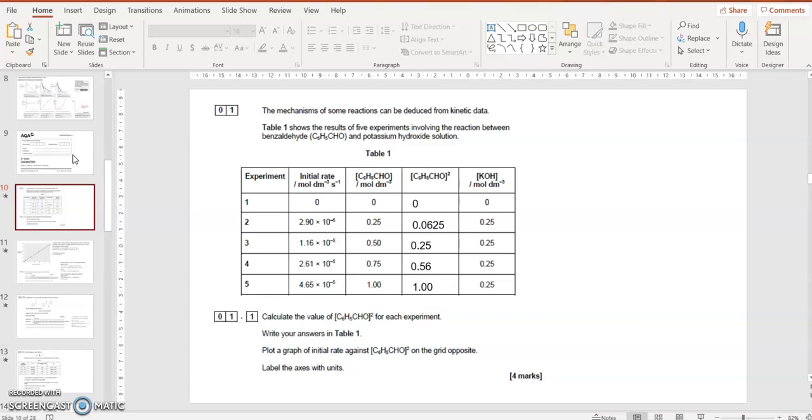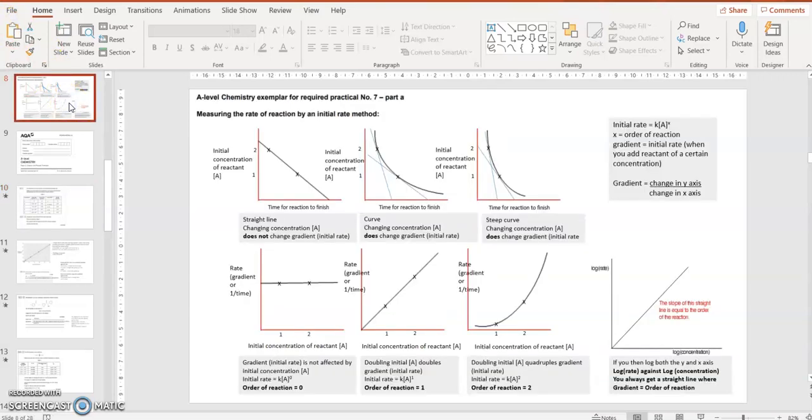And then what they want you to do is plot a graph. Well, let's have a look at some of the graphs that they could ask you to plot, first of all. They could ask you to plot each of the initial concentrations of the reactant, in this case it's benzaldehyde, against the time taken for the reaction to finish. That could be a question. And then you could draw a graph.